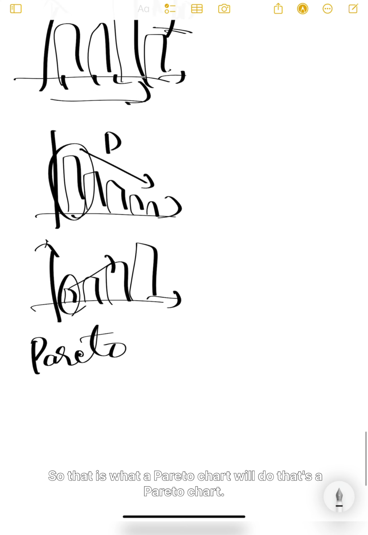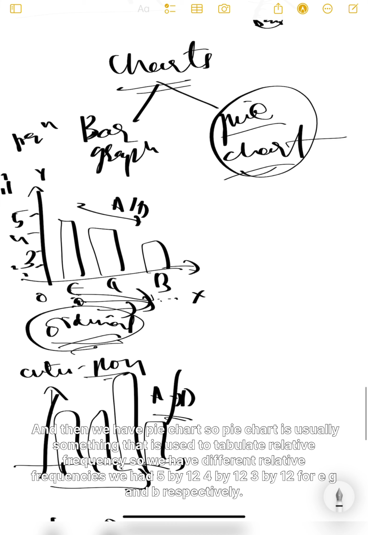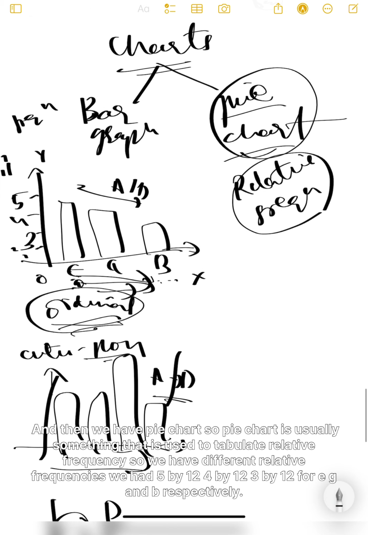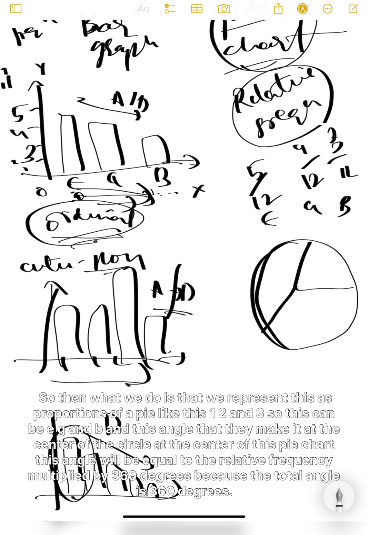That's a Pareto chart. And then we have the pie chart. A pie chart is usually used to tabulate relative frequency. So we have different relative frequencies. We had 5 by 12, 4 by 12, 3 by 12 for E, G, and B respectively. So then what we do is we represent these as proportions of a pie like this, 1, 2, and 3.